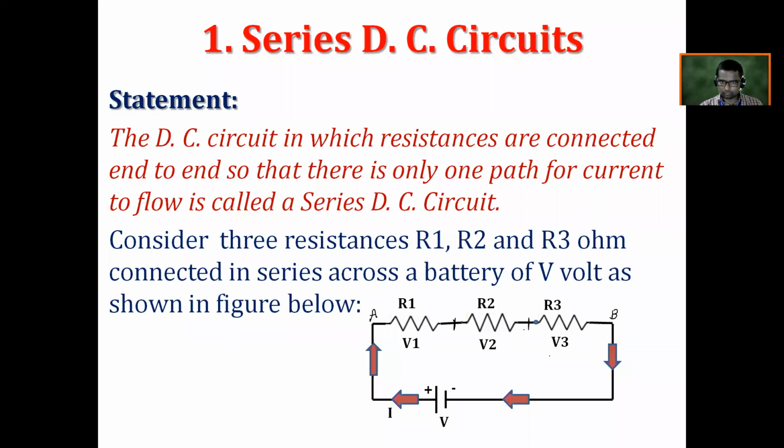Resistors are connected end to end. Absolutely correct. This is the first main characteristic: the resistances are connected end to end. Anybody else? There is only one path for flow of current. Absolutely correct. Anybody else? I have already discussed all the characteristics in the discussion, if you carefully listen to each and every statement.